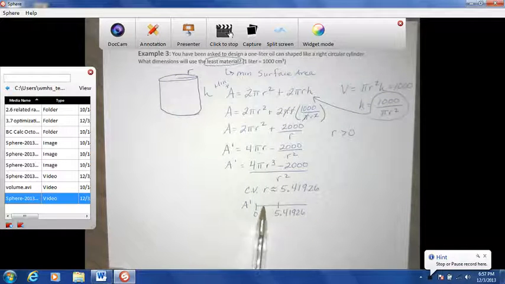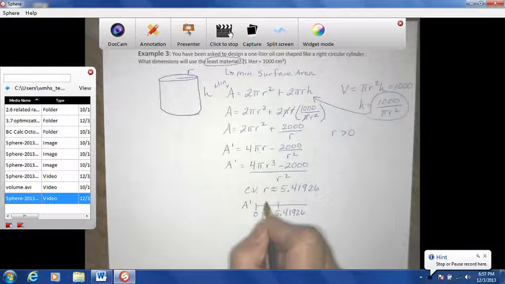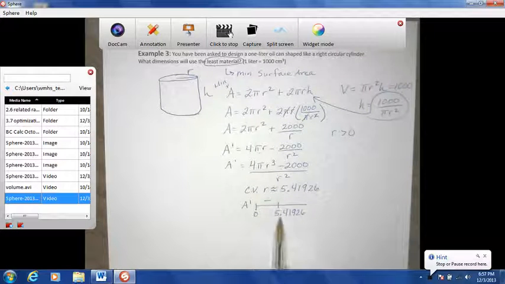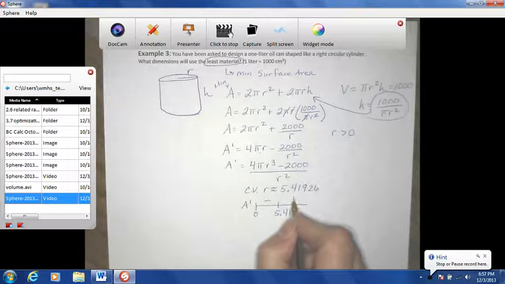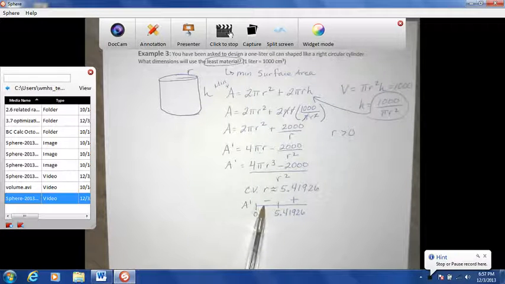If I test a value between 0 and our critical value, like a 1, I get a negative. If I test something larger, like a 6 or a 10, I get a positive. Since my derivative changes from negative to positive, the area changes from decreasing to increasing, which means this value right here is a relative min, which is what we were looking for.